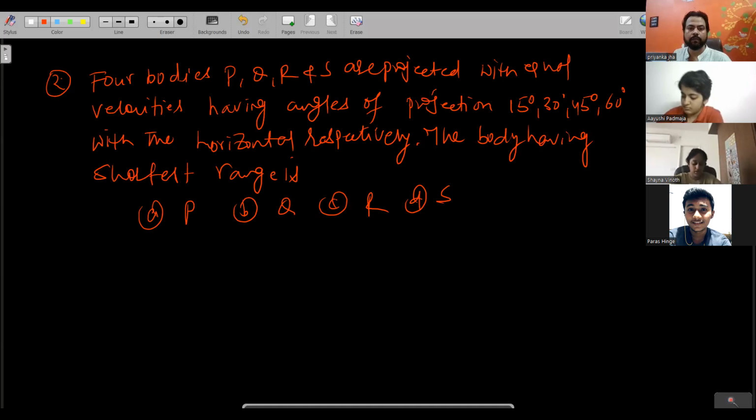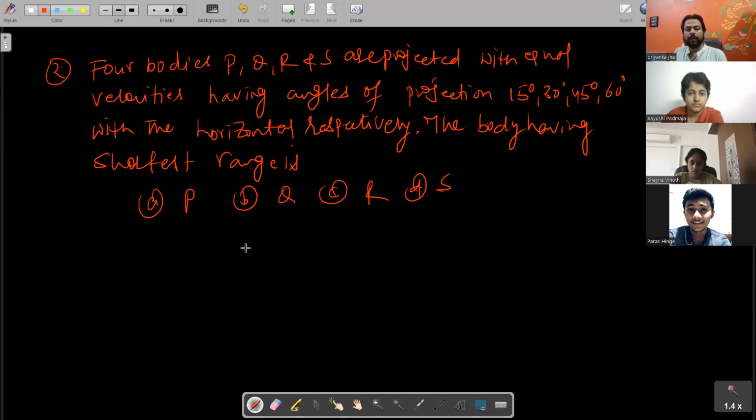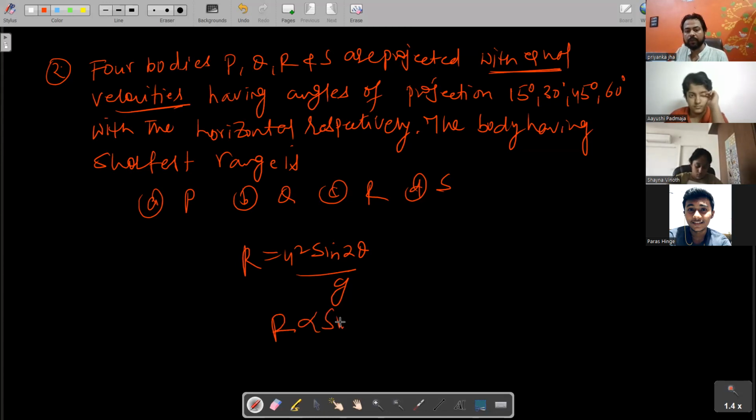So I have a question. Isn't it directly proportional to sine theta cos theta? Yes, definitely. So wouldn't P be the highest? See, what is the range? The range is U squared sine 2 theta upon G. G is constant, gone. U is the same in every case with equal velocity. So range is directly proportional to sine 2 theta.